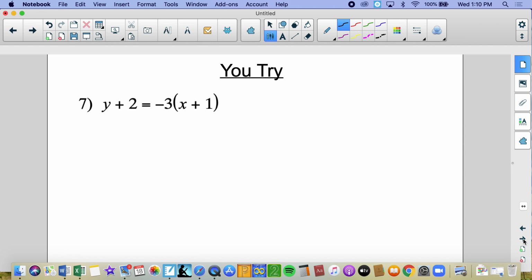And here's your problem to try. So take a look at this problem. Remember the steps that you'll need to do first, distribution and then isolating, and pause it, work on it, and then when you have your answer, unpause it.